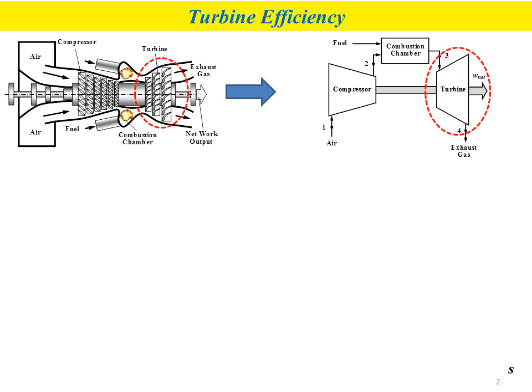If you draw a simplified schematic diagram, we will get the simplified schematic diagram as shown in the second figure. For the turbine, the inlet condition is number 3, and the outlet condition is state number 4. The turbine will produce work during the expansion process. So the process involved for the turbine is an expansion process.